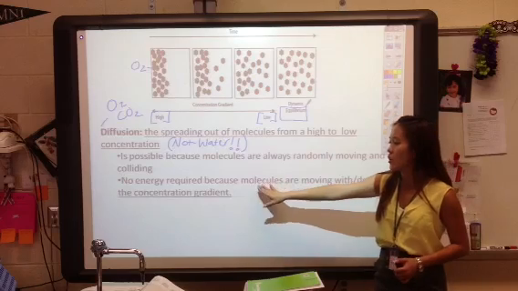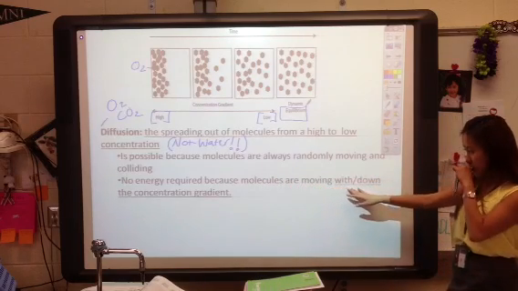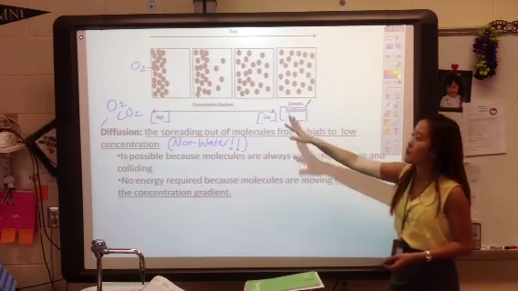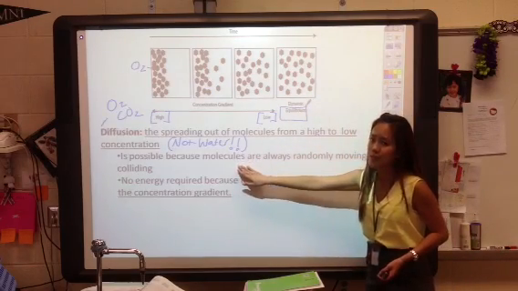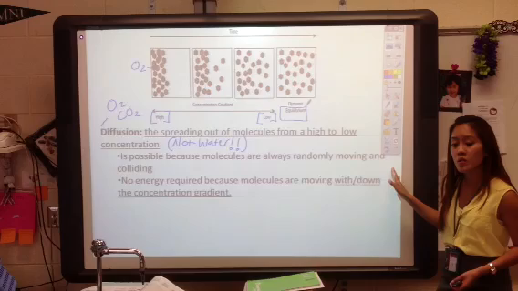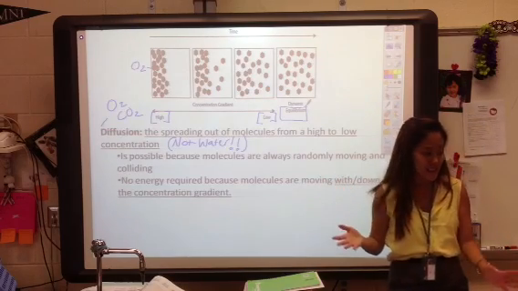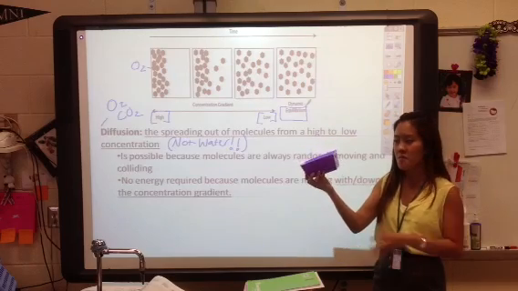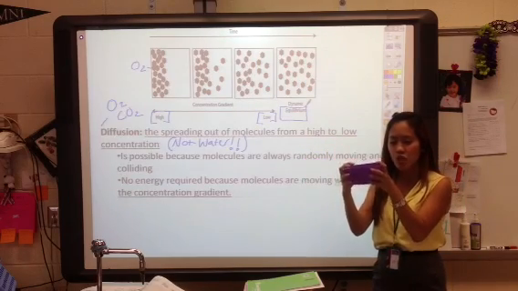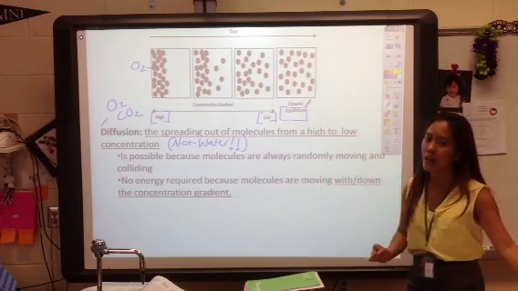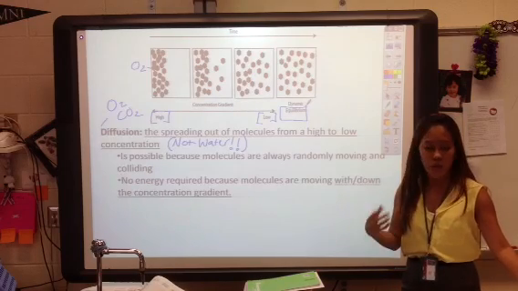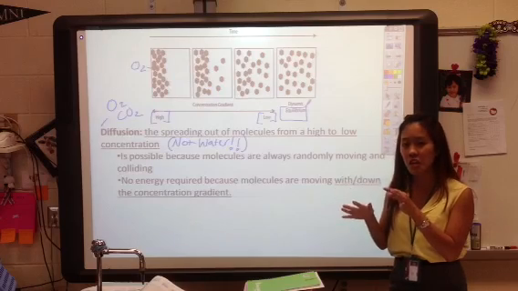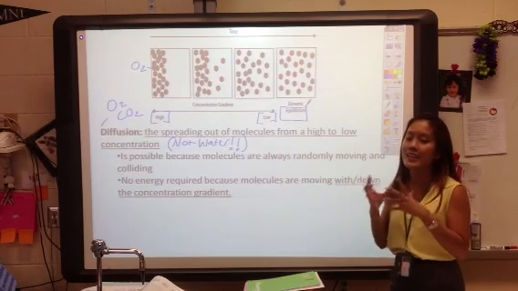So again, no energy is required because molecules are moving with or down that concentration gradient. And one of the reasons why diffusion happens is because molecules are always constantly moving. Unless it's something that's a solid, like the plastic on this bucket right here, these are stuck in this structure. But the gas in the air is moving constantly. The water molecules in a cup are constantly moving. Even if the table's not shaking, even if the cup's not splashing around, it's still moving there.